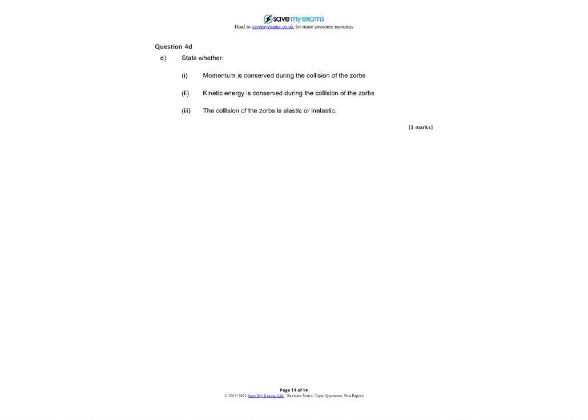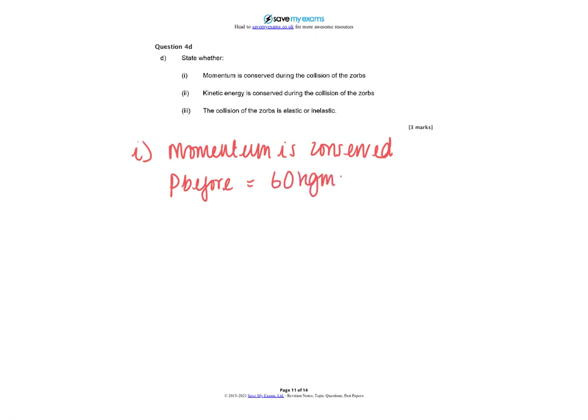Part D is just summing up the question. State whether momentum is conserved. So we know that momentum is conserved. That'll probably be for our first mark there. And we can state that because the momentum before, I'm going to be lazy and switch to doing a P, was 60 kilogram meters per second, and so was the momentum after. Therefore it is conserved.